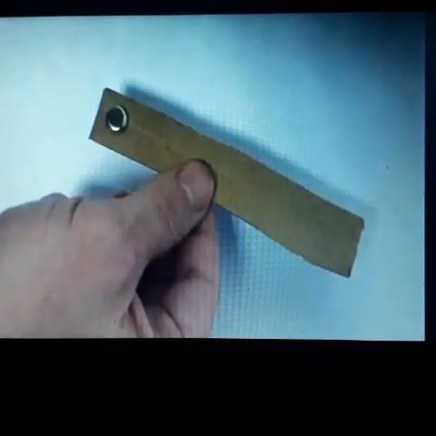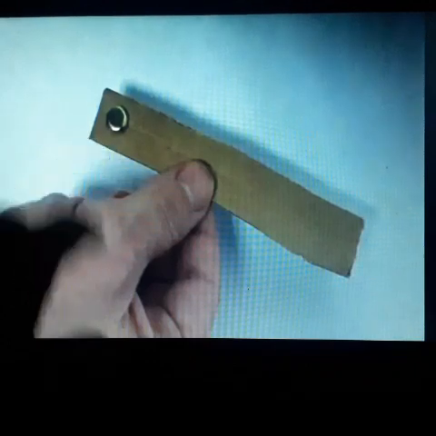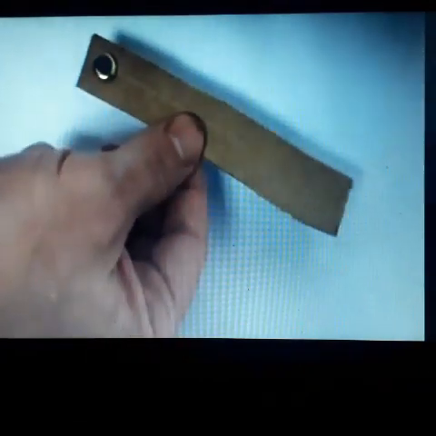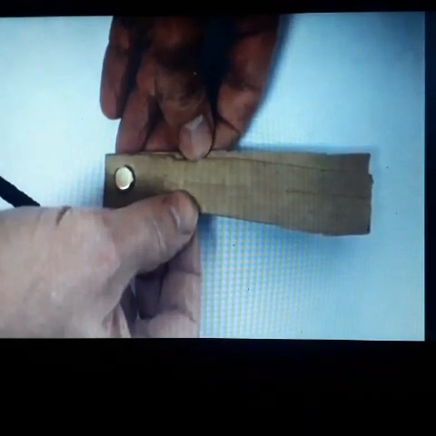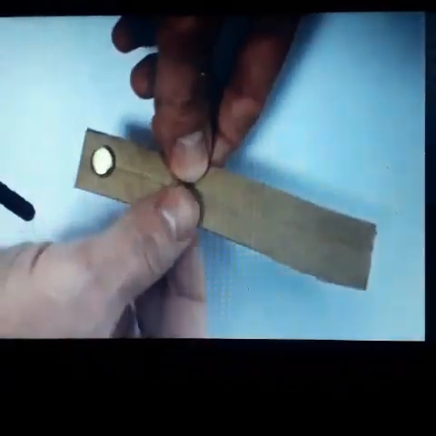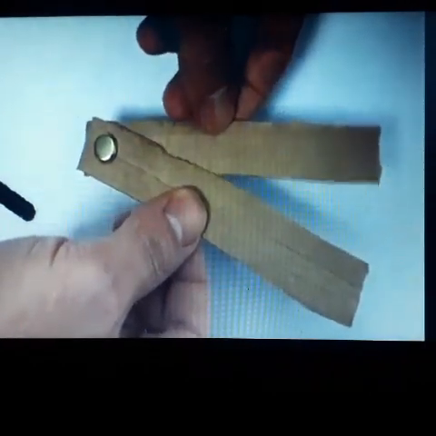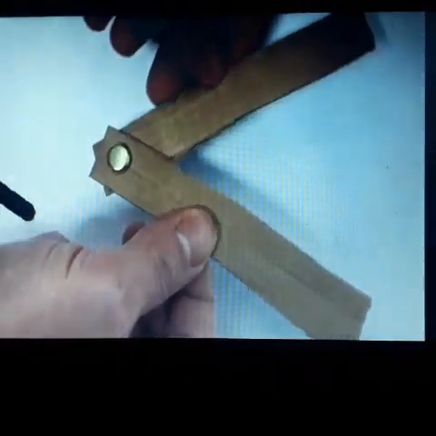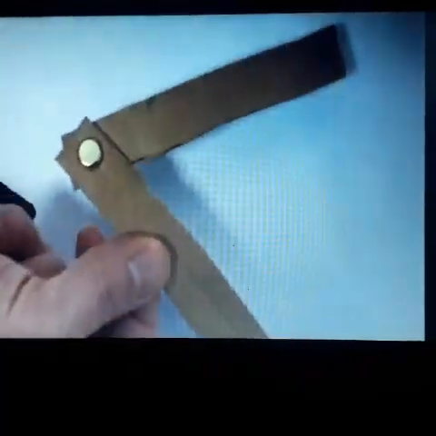Here you can see a cardboard sheet. Two cardboard strips are used and a pin is used. Two strips of cardboard are there, and in between them a pin is fixed, and you can move the cardboard and you can measure the angle of any shapes.